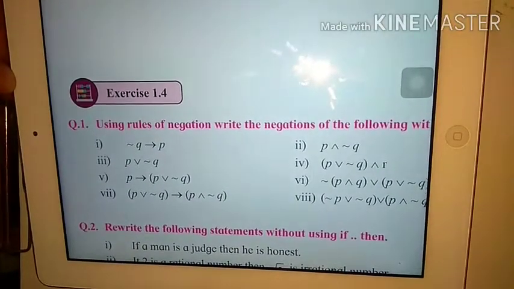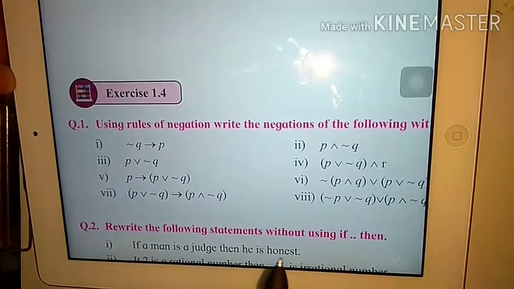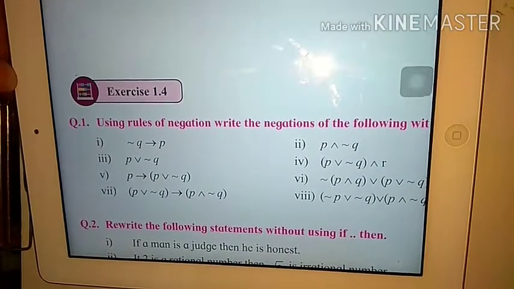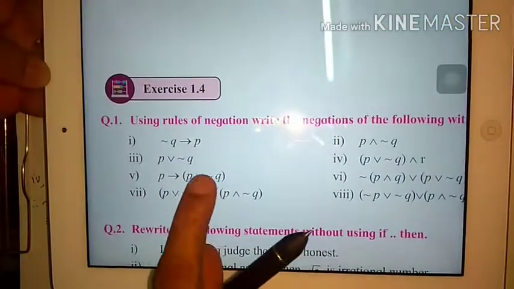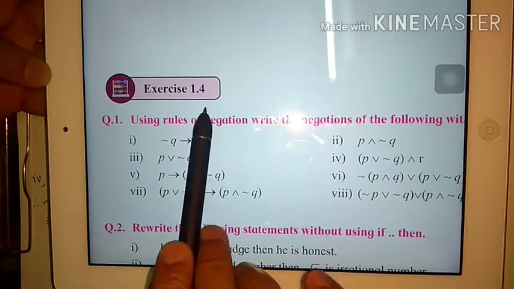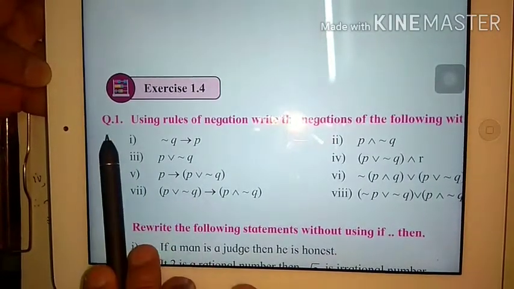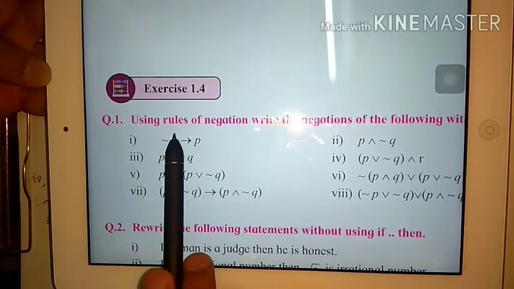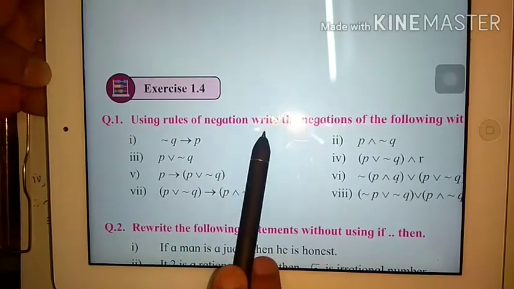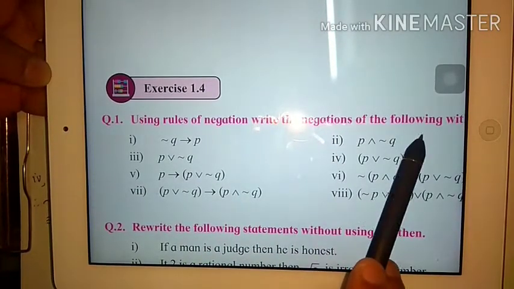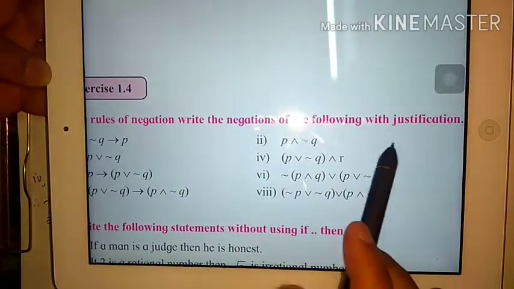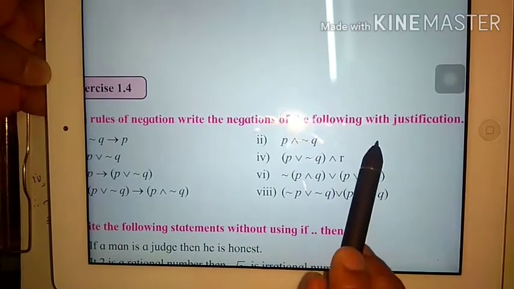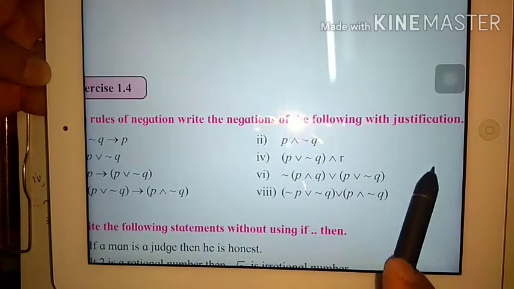Dear students, we have completed the theory part. Here we are using the negation. See the first statement. Exercise 1.4, question number 1. Using rules of negation, write the negations of the following with justification. Justification means what? We have to give the reasons.